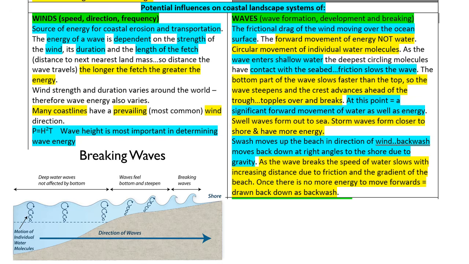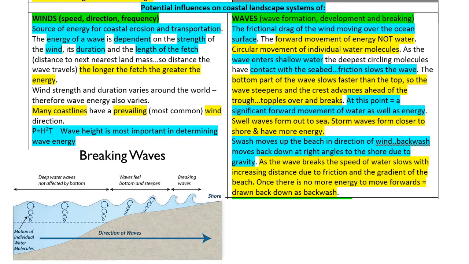So the waves come from the frictional drag of the wind across the ocean. But remember that you've got a forward movement of energy across the ocean, not water. The water molecules are simply going round and round in a circular movement. But as the wave enters the shallow water, if you look at the diagram down the bottom left, the friction of the seabed starts to act on the bottom of the wave. And the trough, the bottom of the wave, slows down. So it's much slower than the top of the wave, the crest.